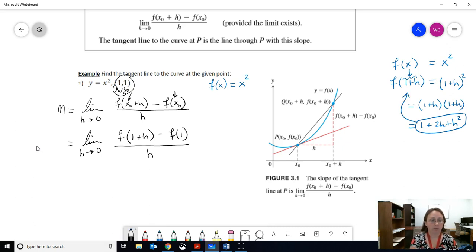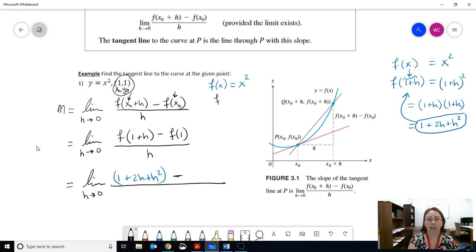So let's go back over to my left-hand side here. The limit as h goes to 0 of... So my first function, f of 1 plus h, is what we just found: 1 plus 2h plus h squared. The formula says then we need to minus f of 1.